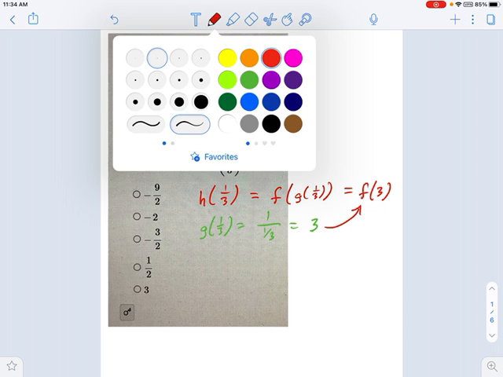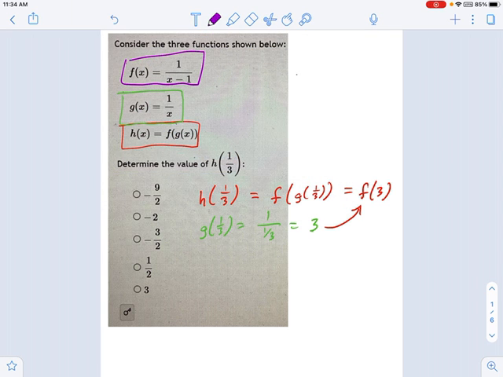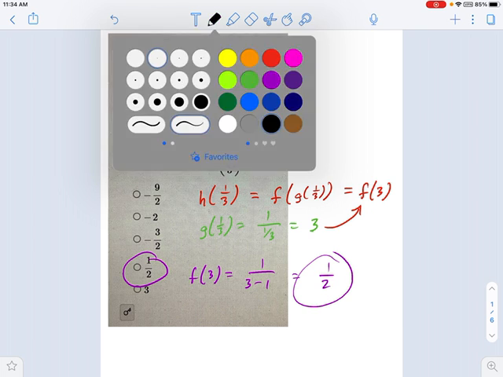So what is f of 3? Well, that'll be this last thing I do. So f of 3 equals 1 over 3 minus 1, which is 1 over 2, which is the answer. Okay, so that's one method you could use for this. Another method is, instead of working with 1/3 at the beginning, don't work with that until the end. And I'll show you what that might look like.